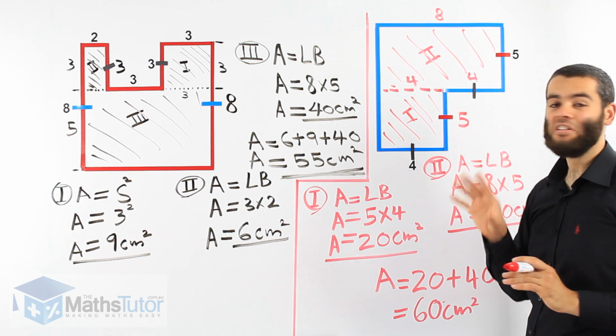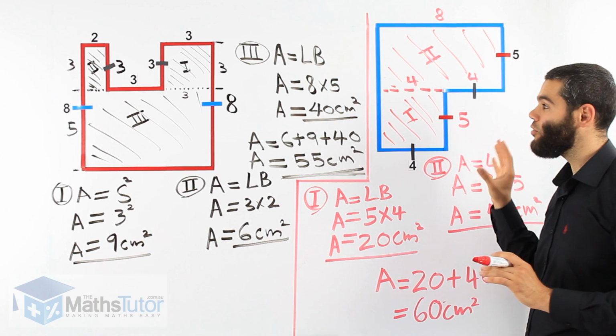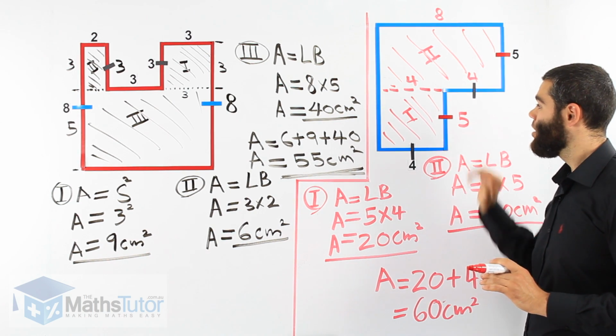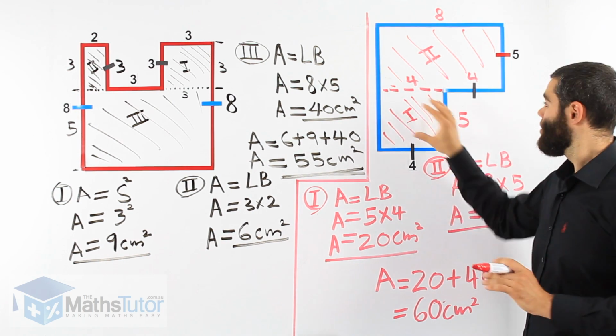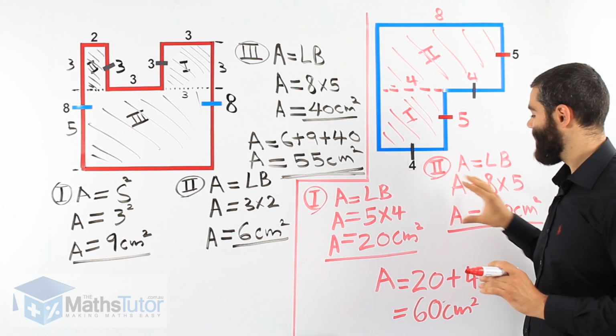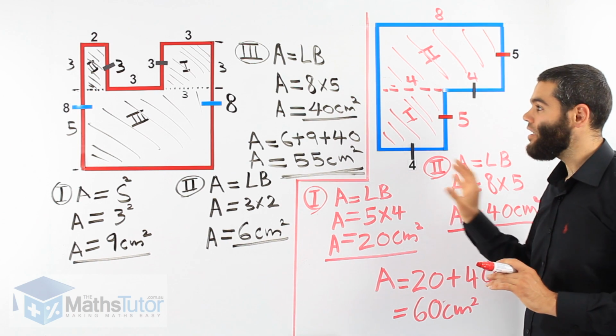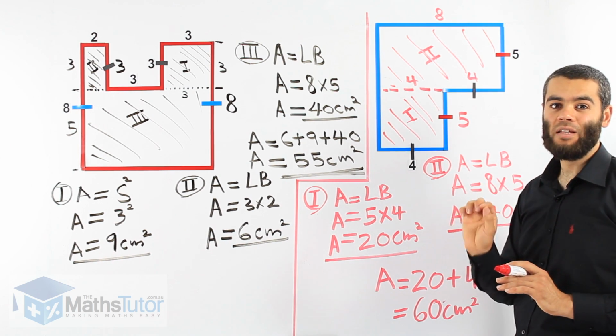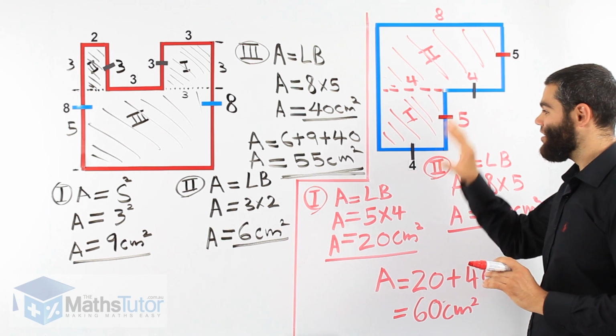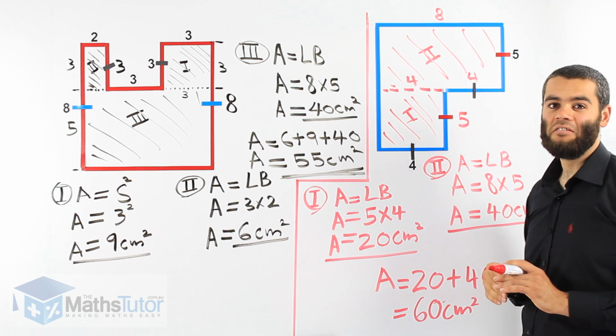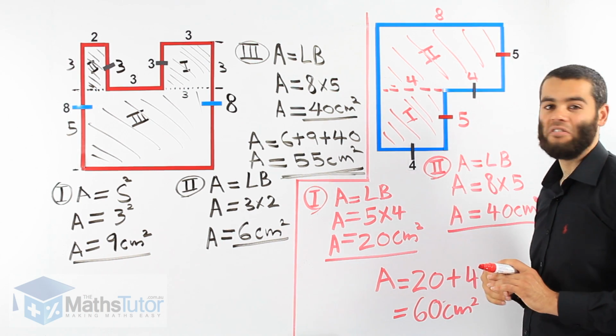As you can see, once we split them up, into 1, 2, or 3, or 1 and 2 in this case, we can work out the area of each part and then add them together right at the end and get our final solution. It is straightforward. Very important to find the missing measurement. As you can see, it is long, but it is easy once you understand and you go through the process.